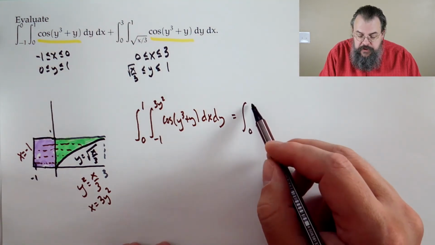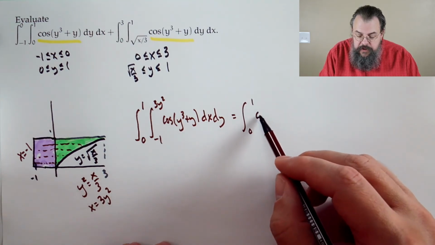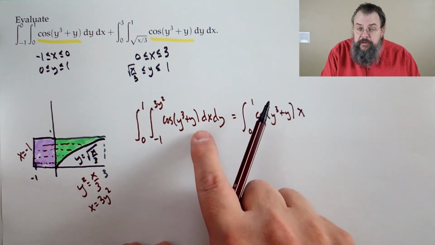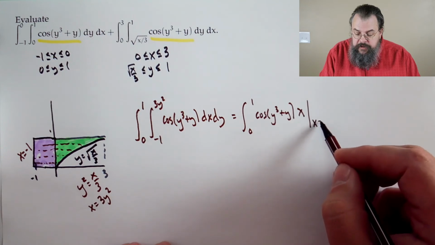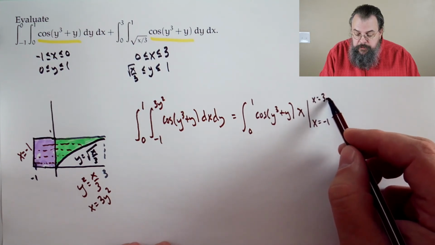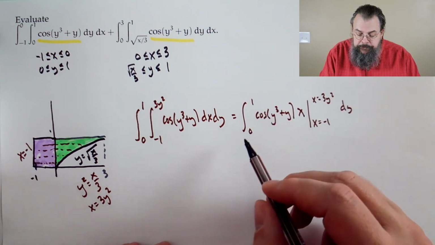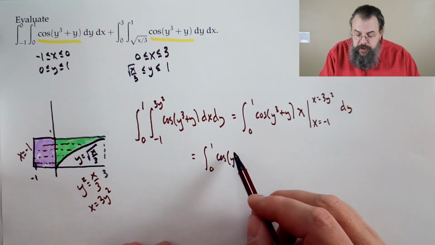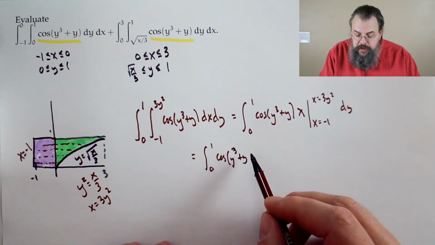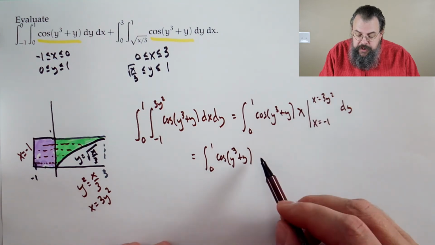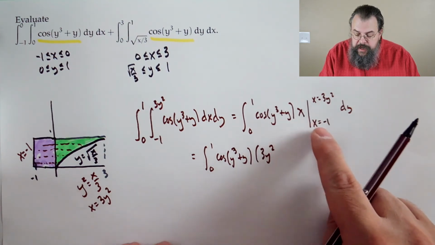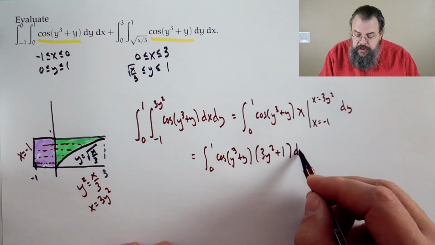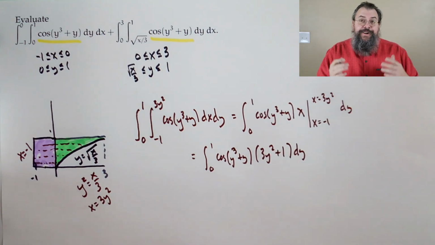So integral 0 to 1. When we integrate this with respect to x, no problem. Cosine of y cubed plus y acts as a constant, so I have x. Evaluate that from x equals -1 to x equals 3y squared, dy. Well, that would be the integral from 0 to 1 of cosine of y cubed plus y, and now we have 3y squared subtract -1. Well, subtracting -1 is +1. And now we say, okay, that's the integral we have to do.